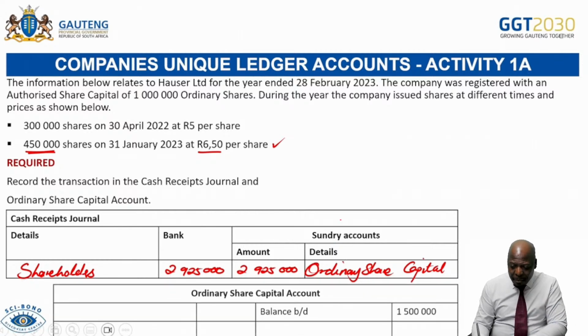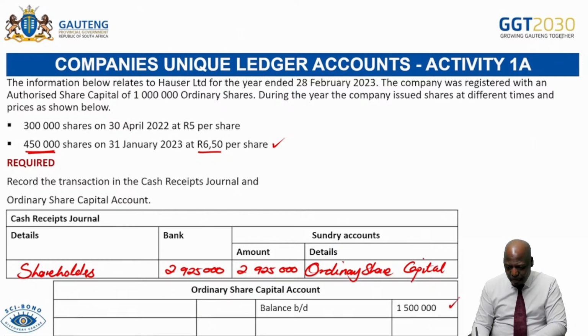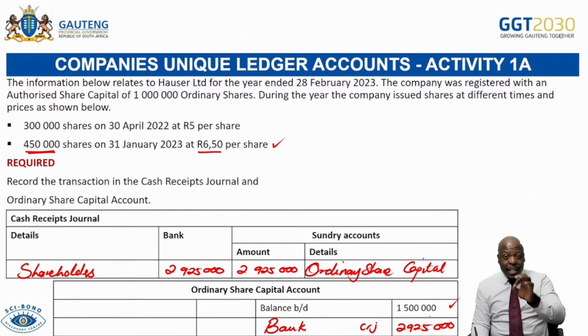So I'm going to come now. I have a balance because remember, this was already done in the month of April. Now we are in January. So I'm now going to say the balance is 1.5. Remember, we did that one. And then here I'm now going to get my bank. Here is my bank. And when I get that, it's bank CRJ. And that is the same amount, 2,925,000 like that.